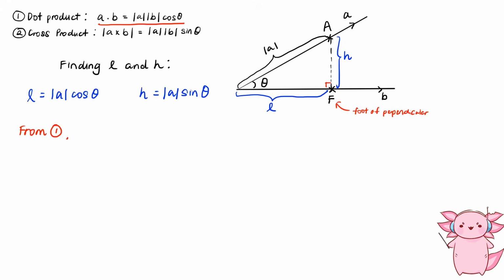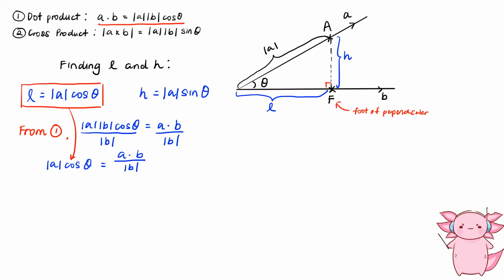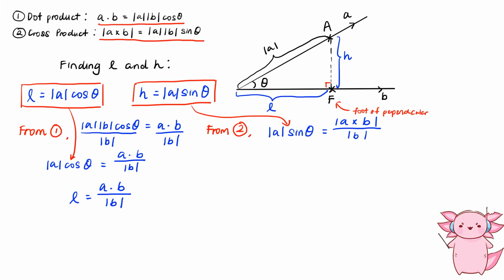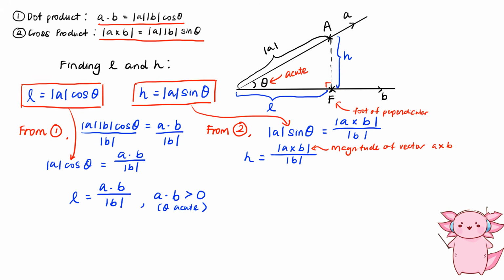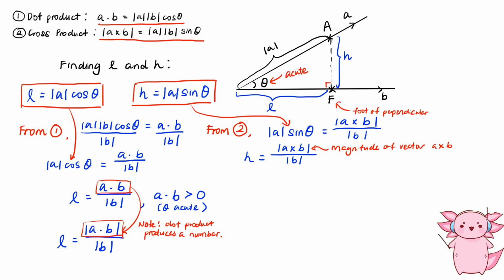If we take a look at equation 1, dividing both sides by the magnitude of B, we can get the value of L, which is A dot B over the magnitude of B. And doing the same for equation 2, we can get the value of H, which is the magnitude of A cross B over the magnitude of B. Since theta is acute, A dot B is greater than 0, and we have to take the modulus of this number that A dot B produces. But note that for this H value, it refers to the magnitude of the vector A cross B.